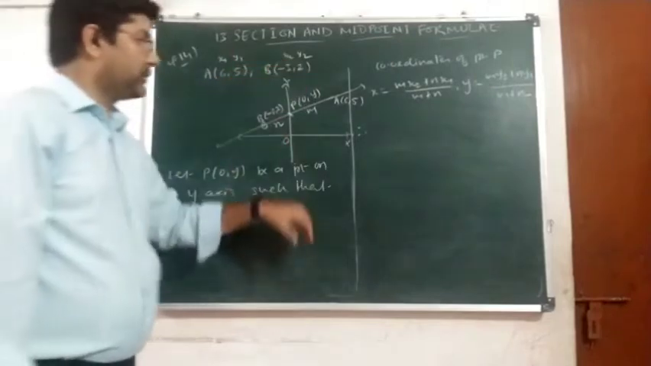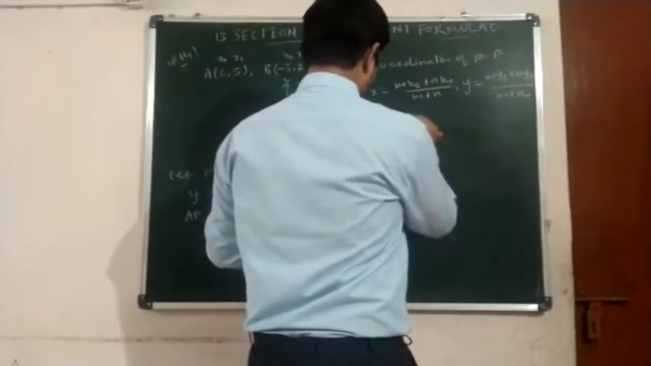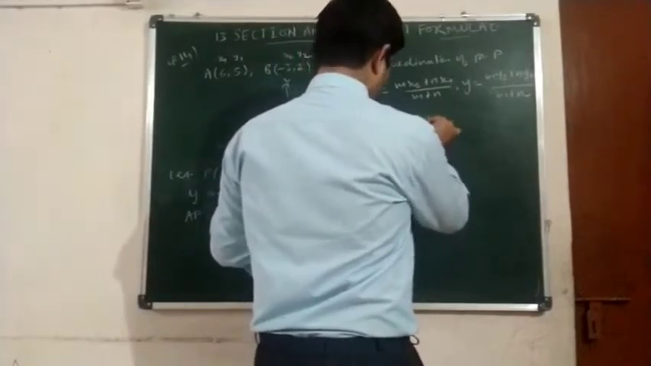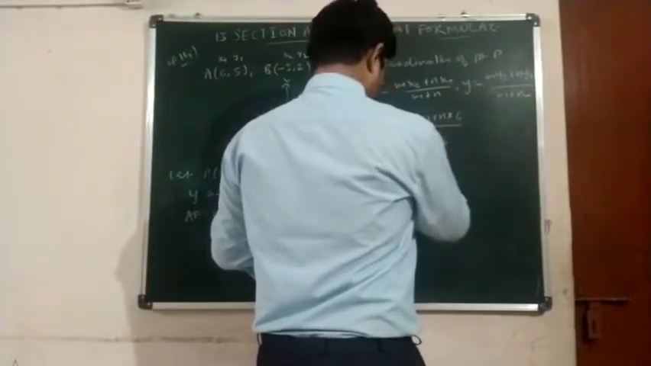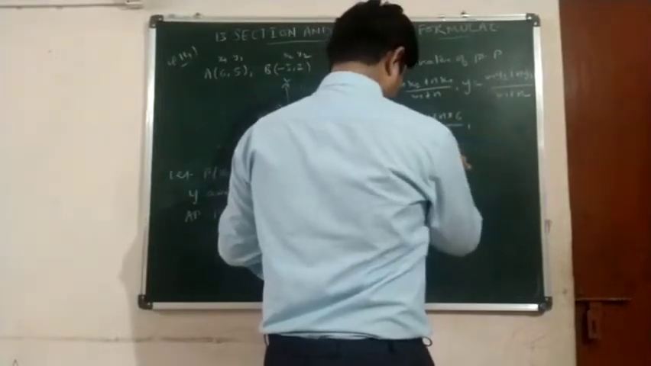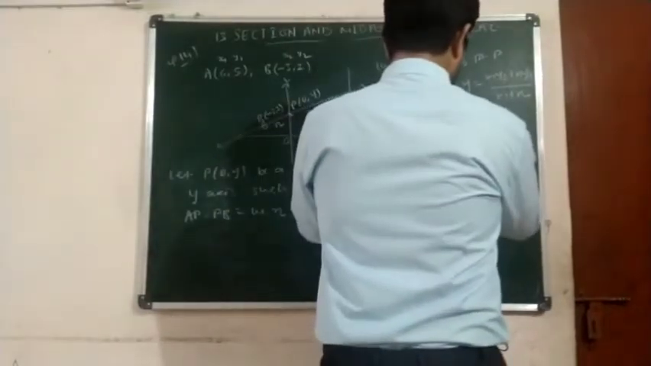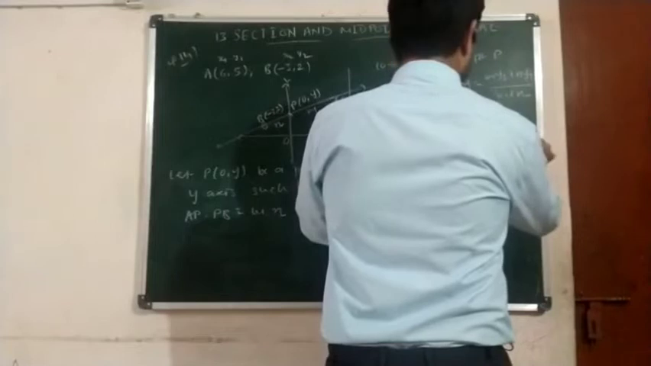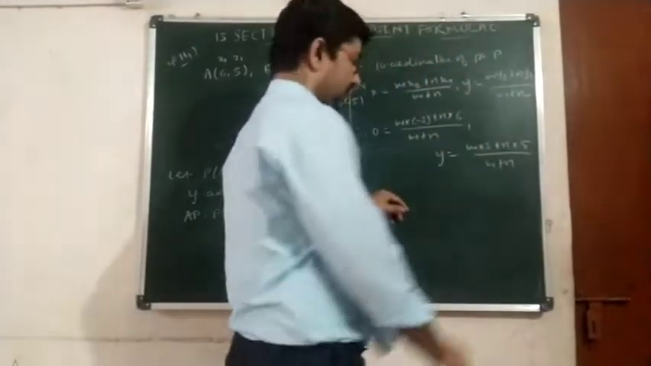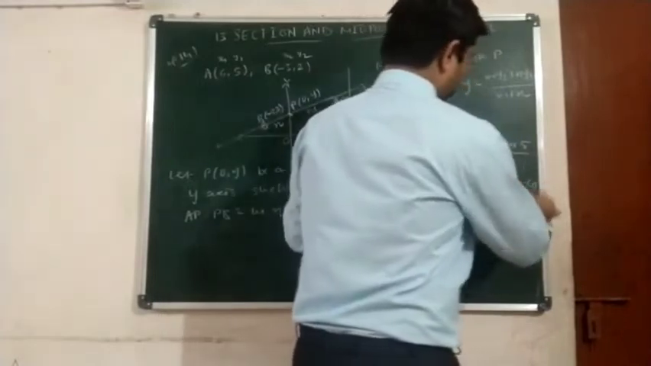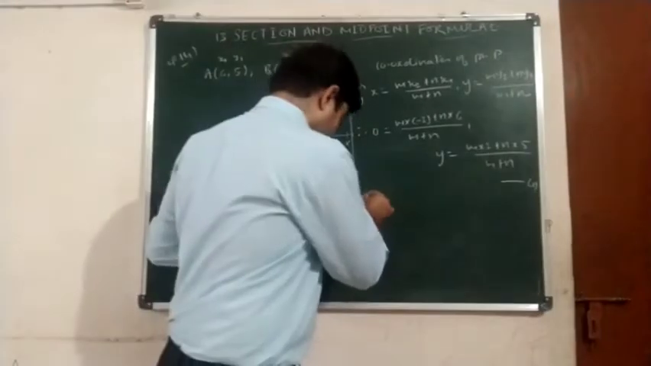Value of x is 0, so 0 is equal to m into x2, which is -3, plus n into x1, which is 6, upon m plus n, and y is equal to m into 2 plus n into 5 upon m plus n. This second equation we will give number 1. The first equation we will further simplify to find out the ratio m:n.